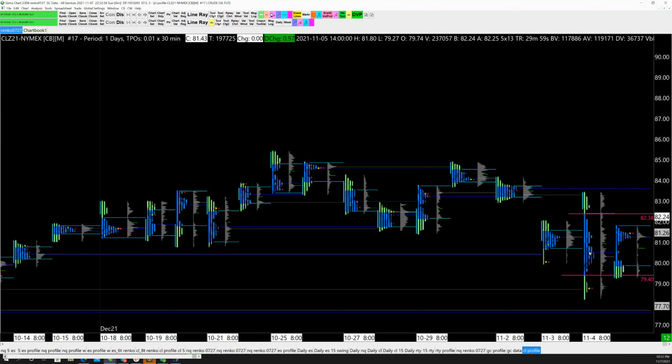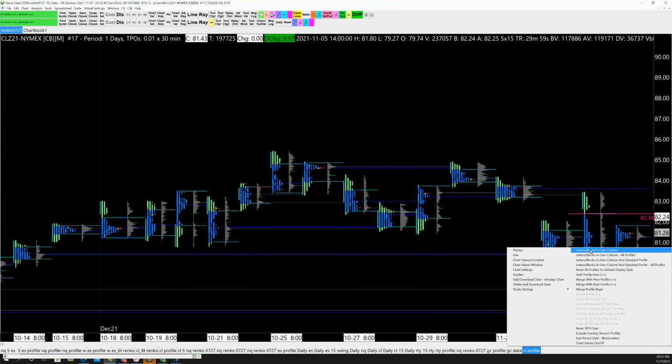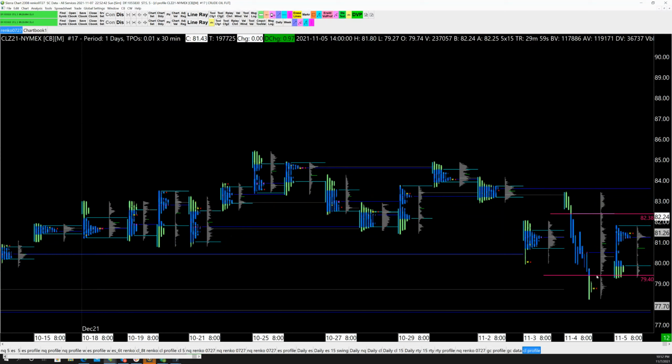When I look at this chart, the next question I want to ask is, is there any place that had a poor low or a poor high that needed to be repaired? It didn't, except this little area right here left a poor high right through here. And obviously, there's the top of a 30-minute time frame.